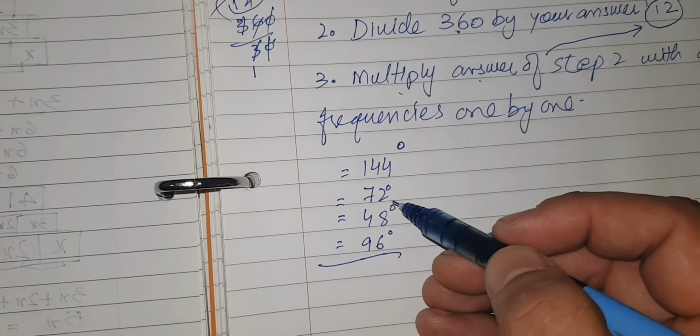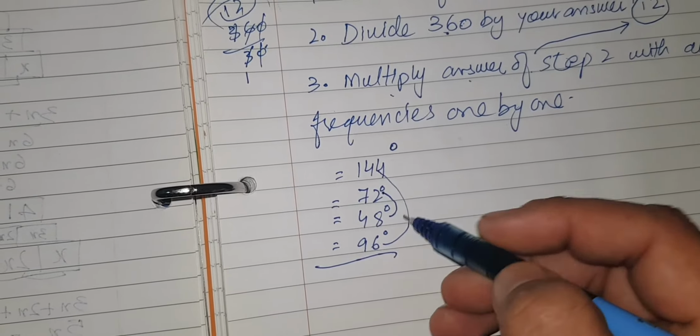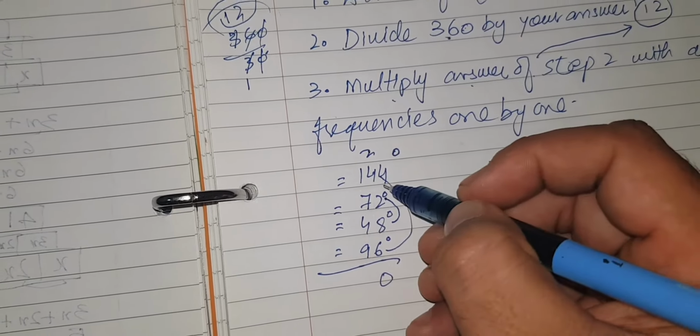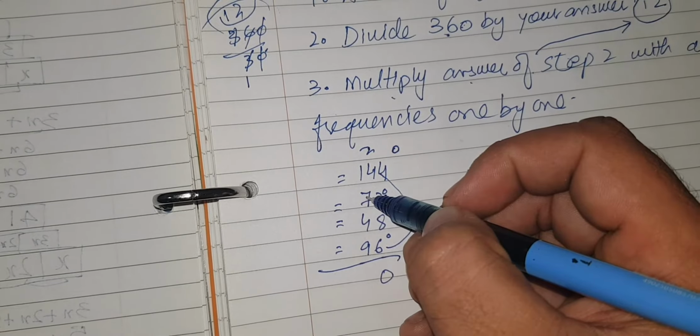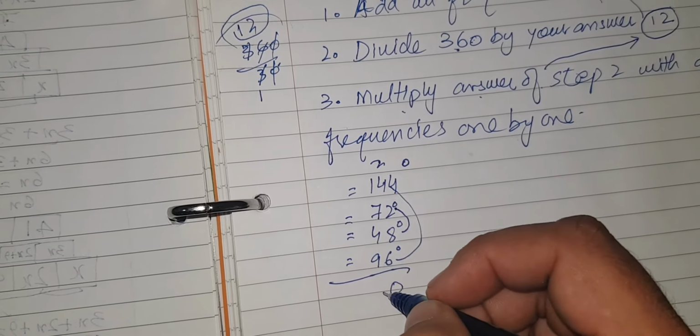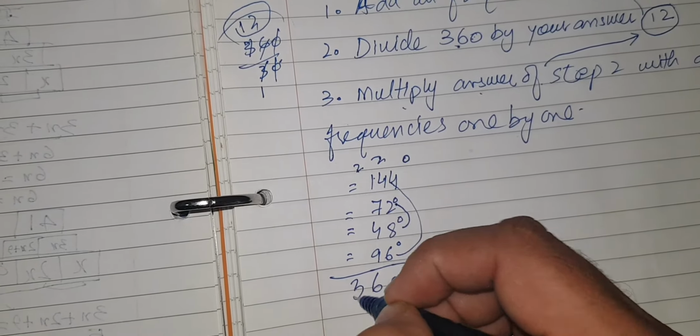Here let me add it. 8 and 2, 10, and 6 and 4, 10. So 20. I'll put 0 here, I'll put 2 here. 4 plus 2, 6. 6 and 7, 13. 13 and 4, 17. 17 and 9, 26. 6 here and 2 here. 2 and 1, 3. So 360 degree.